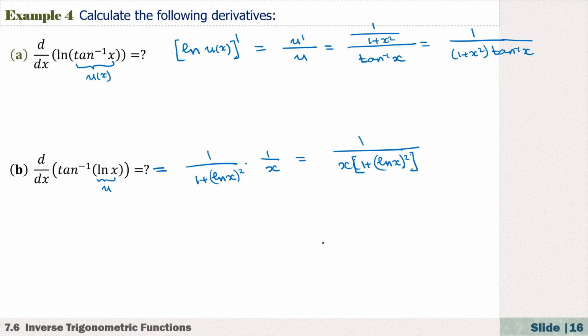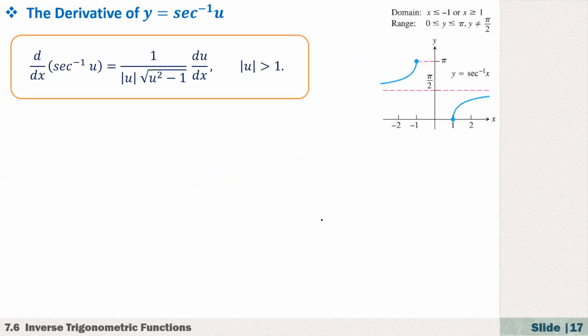All right, how about the derivative of y equals inverse secant? Again, on the right-hand side, the graph of inverse secant is given. As I said, the slope of the tangent is always positive, because the angle between the tangent line and the positive direction of the x-axis is between 0 and pi over 2, which means the slope of the tangent is positive.